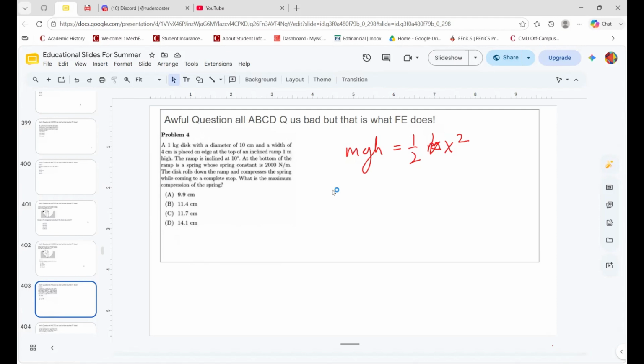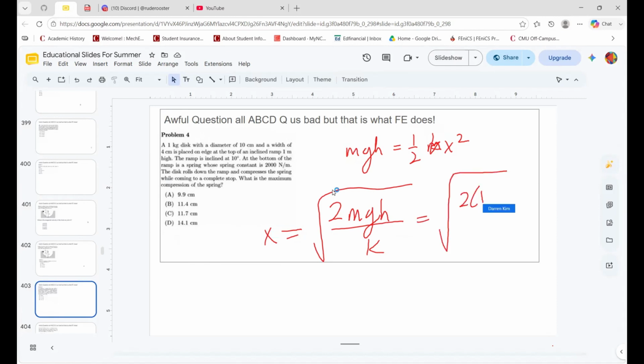So MGH. What are we looking for, first of all? We're looking for the maximum compression. All right, the square root of 2 MGH divided by K is all we need. That is X. Am I forgetting something? I hope not. You gave me 2 multiplied by 1 multiplied by 9.8.